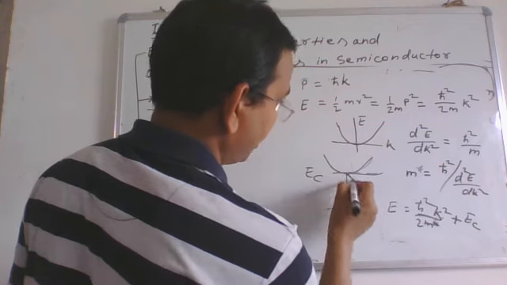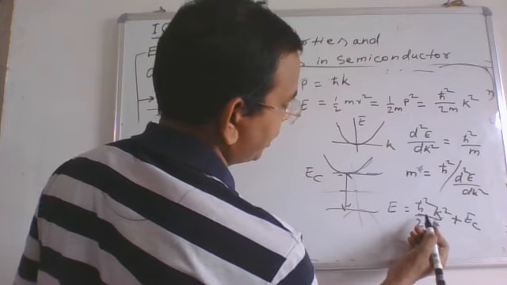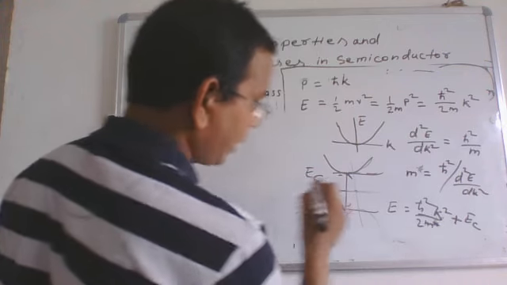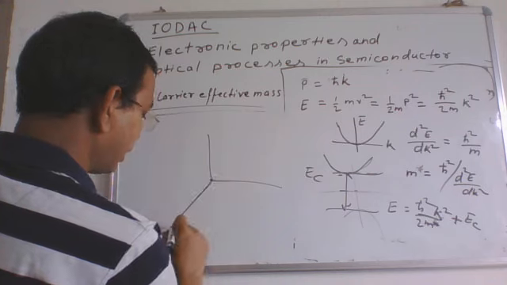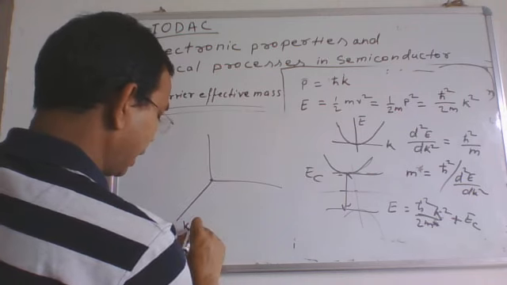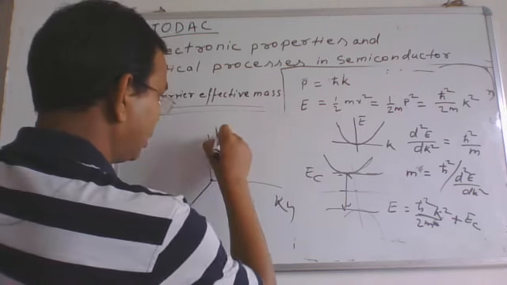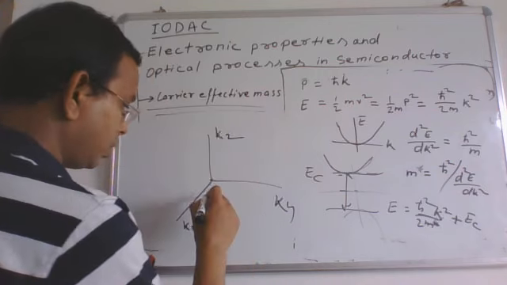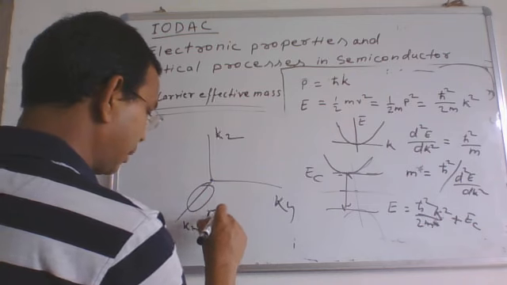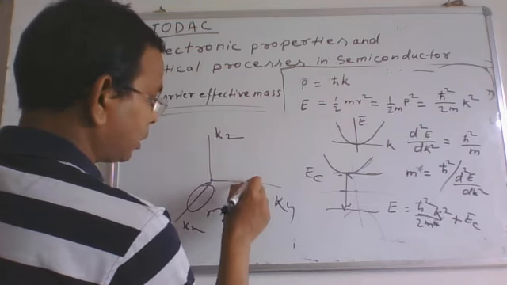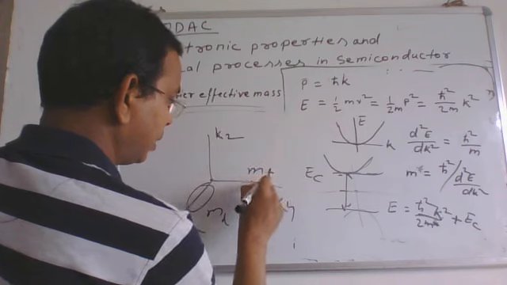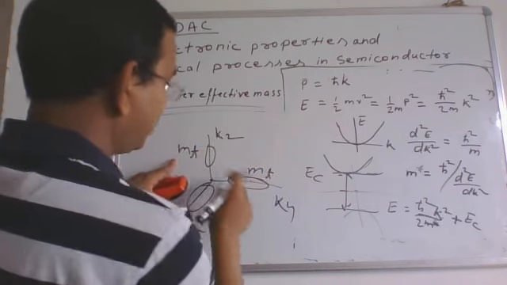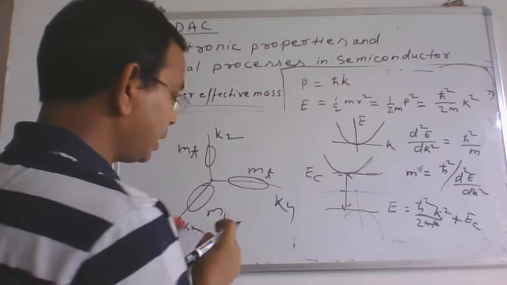So this is the gap. It is normally written as E equal to h cut square k square by 2 m star plus EC. So why does this m star come? Because if we take all three directions x, y, z, that is kx, ky, kz, in these three directions the masses are not the same. Suppose this is the longitudinal direction, where the mass is ml, and these two are the transverse directions, so here the mass is mt, and here the mass is mt. So in these two directions the masses are the same, but in this direction the mass is different.